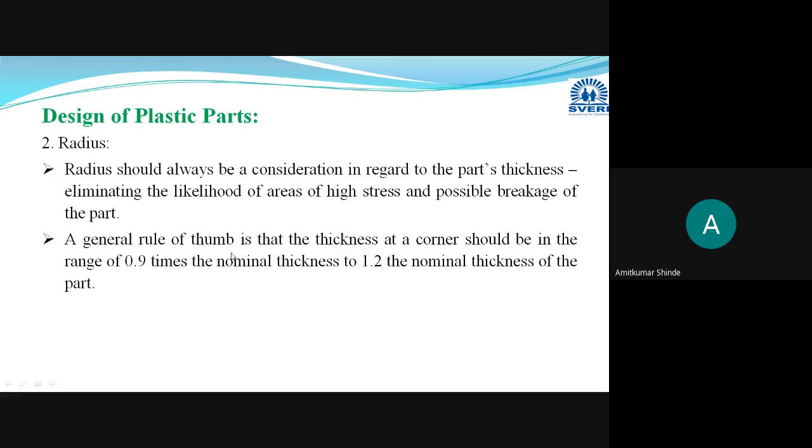The basic point here is to consider why radius should be provided, and how much it should be provided. Why is it provided? Whenever sharp edges are there, high stresses will be created, and that particular product may get damaged due to those sharp edges. To avoid this, we have to provide the radius. While selecting this radius, it should be 0.9 times to 1.2 times the wall thickness selected. Whichever wall thickness you have selected, depending on that wall thickness only the radius is provided.